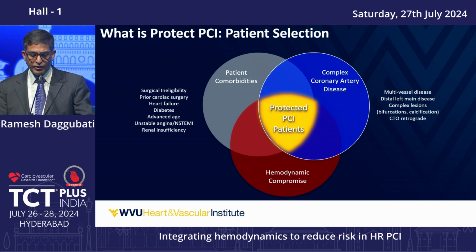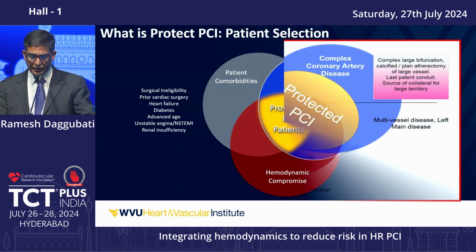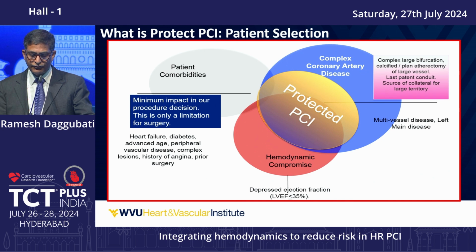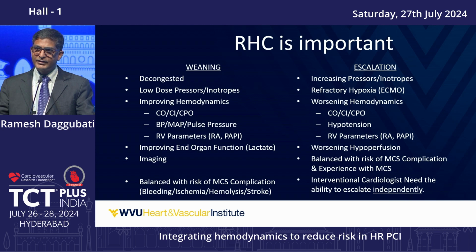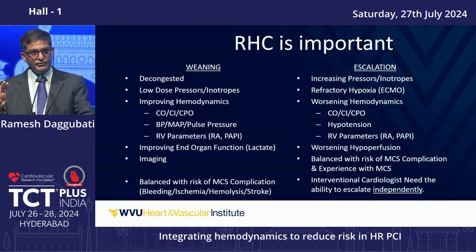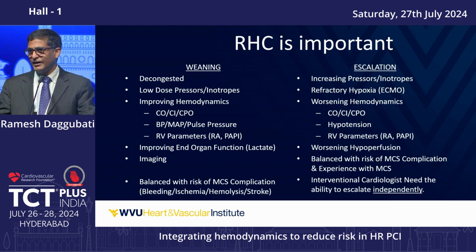So these are the patients that we are talking about in high-risk PCI: people with surgical comorbidities, such as my patient with diabetes and ACS, who also had not a good chest for surgery. Complex coronary artery disease, and there was no hemodynamic compromise in my patient, except that the ejection fraction is less than 40%, or 35% is also allowed. Okay. So the right heart is important in weaning as well as escalation. In the PROTECT 4 clinical trial, if you're randomized to standard of care, it only needs 2 right heart cath measurements, just one before and one after the PCI.